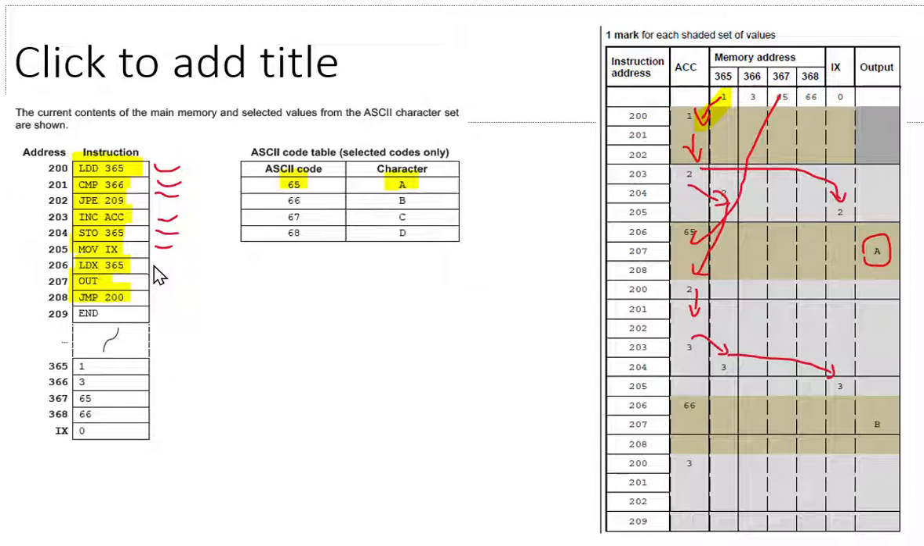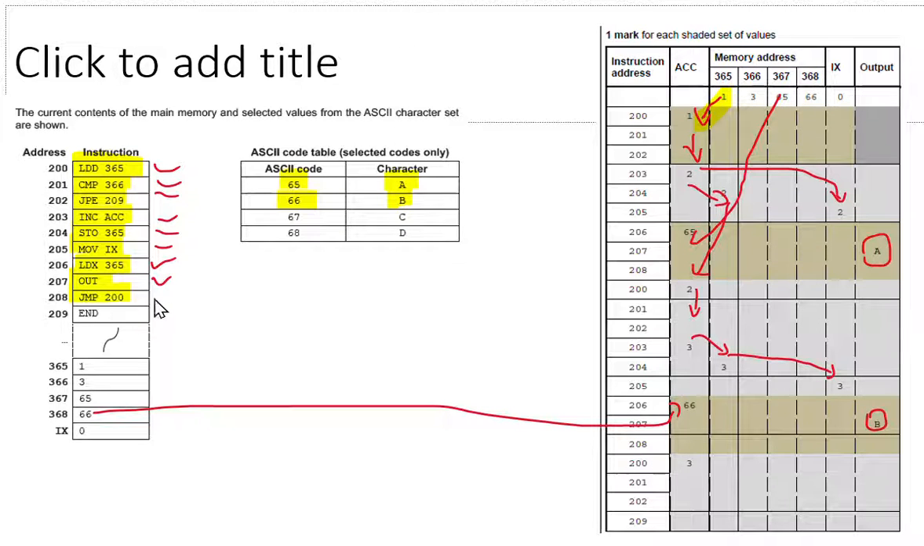And then I load X, the value from 365 plus the value 3. So now I get the address 368. So I load the value from 368 into the accumulator, which is 66. So from that memory address, I've loaded 66. And then I come over here to this instruction and I output it. And 66, we see here, is B. And therefore I output B.